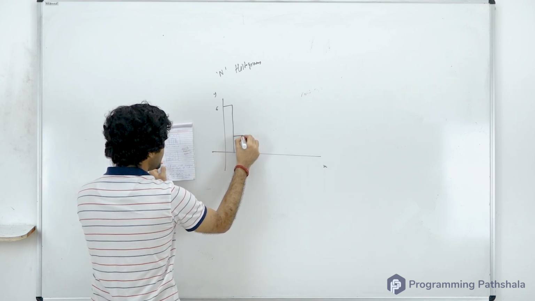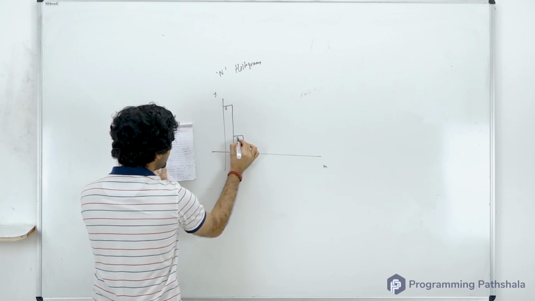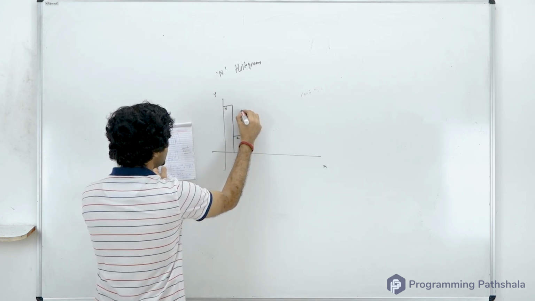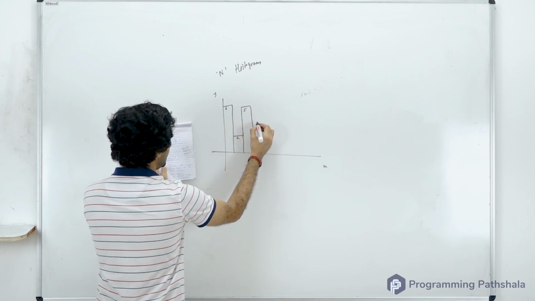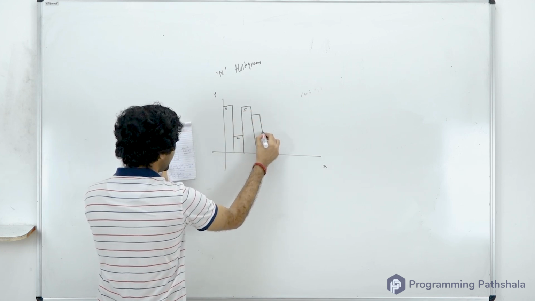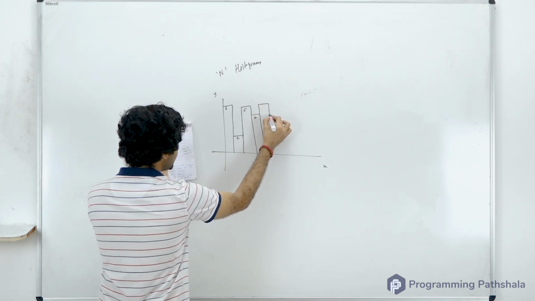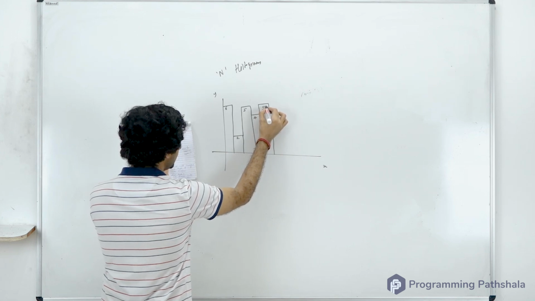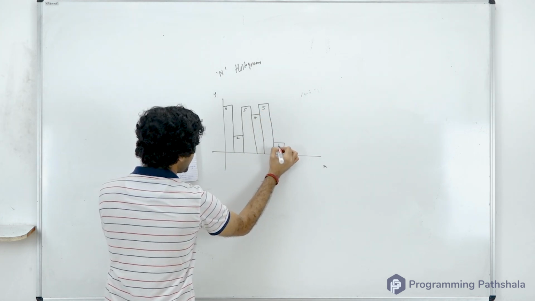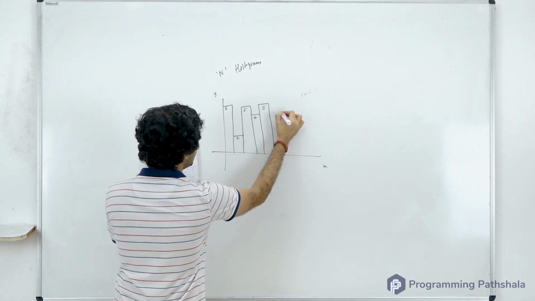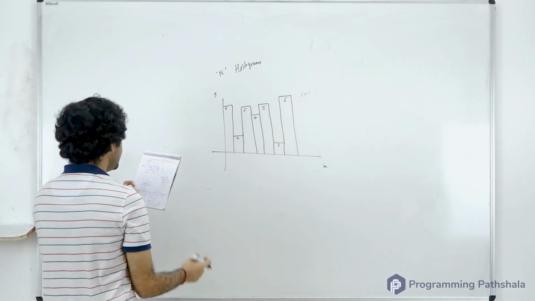This has a height of, let's say, 2. I'm going to write it. This has a height of 6. This has a height of 2. Let's say this has a height of 5, and this has a height of 4, and then this again has a height of 5, and then let's say this has a height of 1, and then this again has a height of 6. Let's say this is the case, okay?